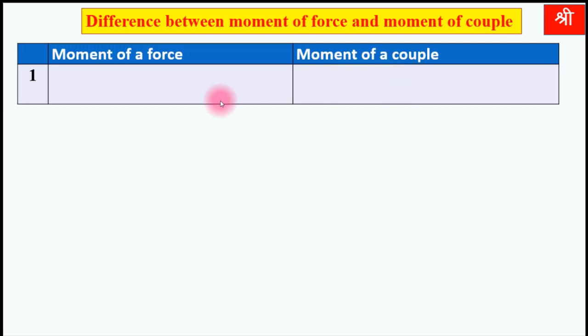Now we will see the difference between moment of force and moment of couple. What is the difference? In the previous video we learned about moment of force, and in today's video we have seen the concept of moment of couple. What is the difference between these two? Number one, moment of force is given by the formula torque equal to vector r cross vector F, while in case of moment of couple, the formula for torque or moment of couple is vector r12 cross F1, that is equal to vector r21 cross F2.